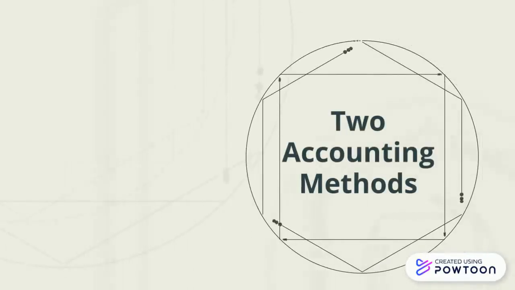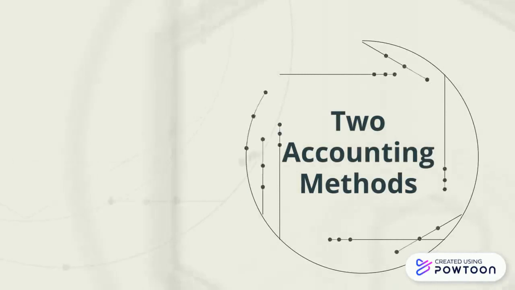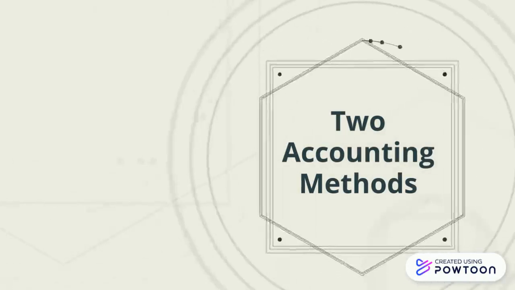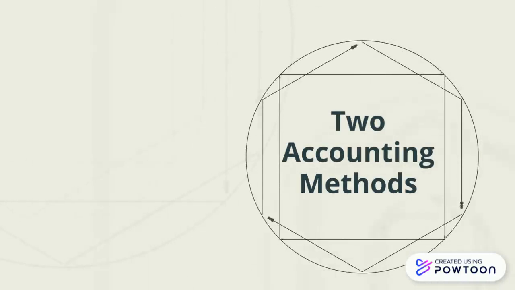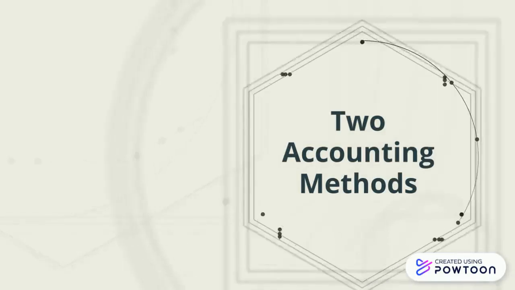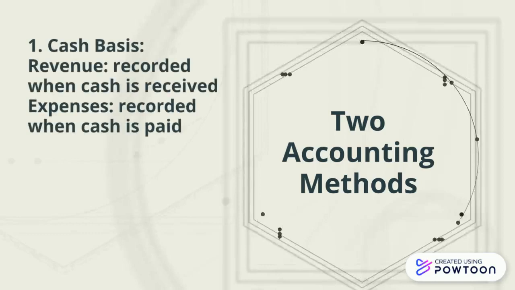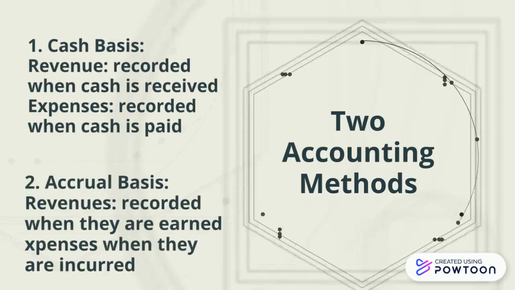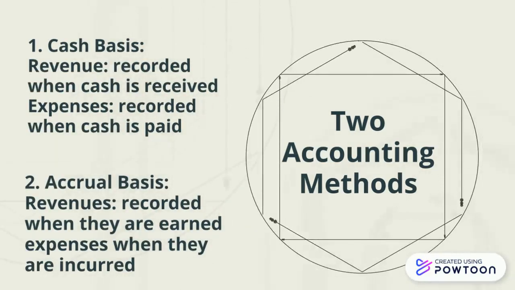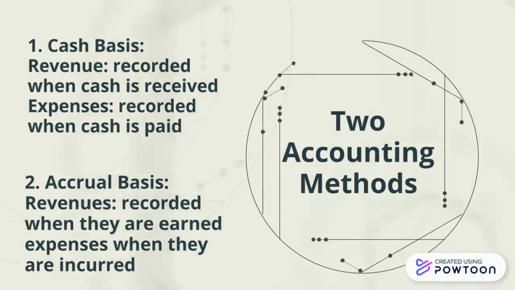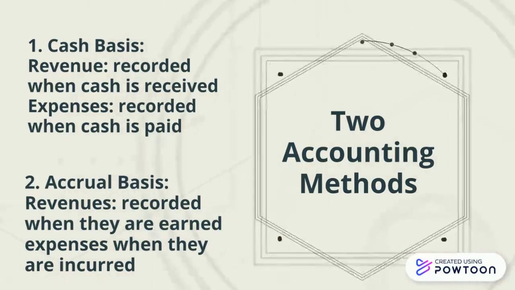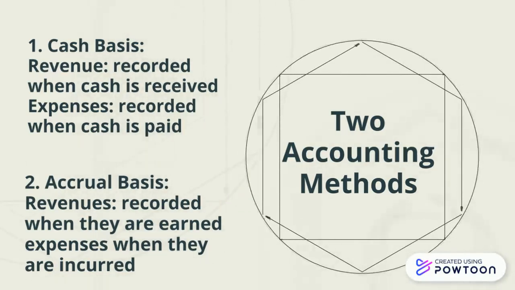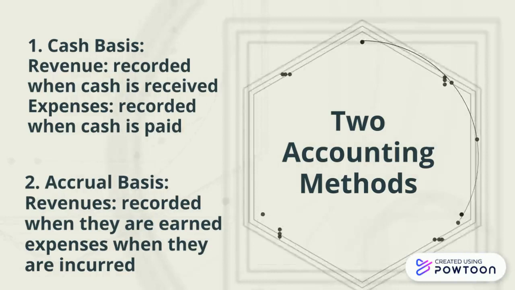Before we start to record any adjusting entries, we must first understand the context behind it. Typical accounting practices include two methods that record revenues or expenses. Firstly, we have the cash basis. This is where revenue is recorded when cash is received and expenses are recorded when cash is paid. The second method is the accrual basis. Through this basis, revenues are recorded when they are earned and expenses are recorded when they are incurred.